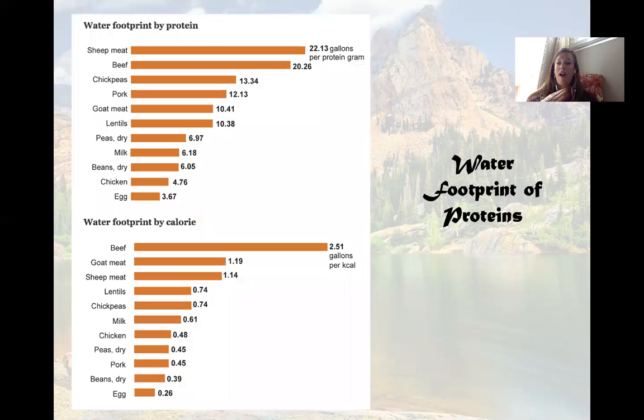And then when we think about not just our own individual harm, but the harm on our planet, we can look at different kinds of things. This is a really helpful graph to look at how much water it takes to grow, produce, and ship off different types of proteins. The top is listing it by protein and the bottom is listing it by calorie. So you can see the effect it has on our world when we consume different types of protein. And definitely sheep, beef, goat are not so great when you look at the water footprint.